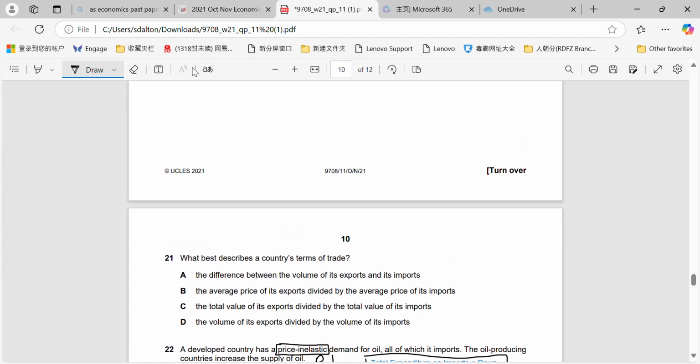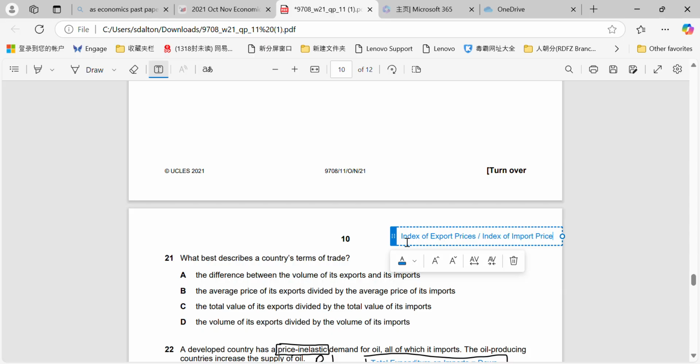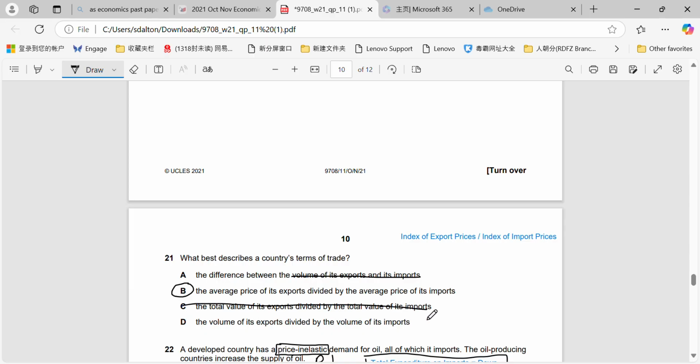Okay, terms of trade definition question. Very simple. It is the index of export prices divided by the index of import prices. That is what the terms of trade measures. So it is nothing to do with the volume of exports and imports. Average price of its exports divided by average price of imports. That's correct. It's nothing to do with total value or total volume. It is very simply, just like we said there, the index of the prices or the average prices of both.